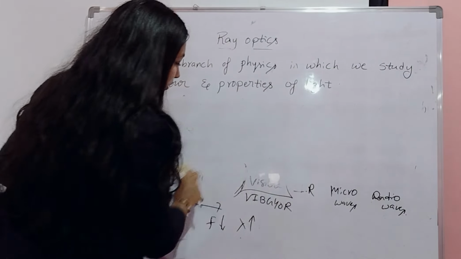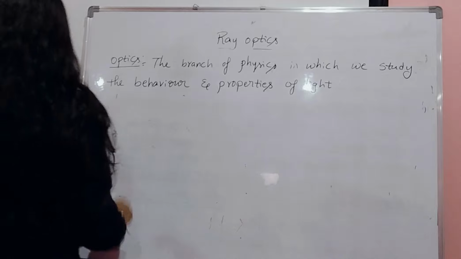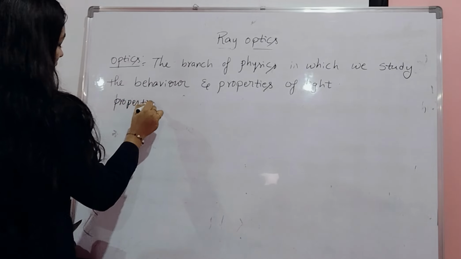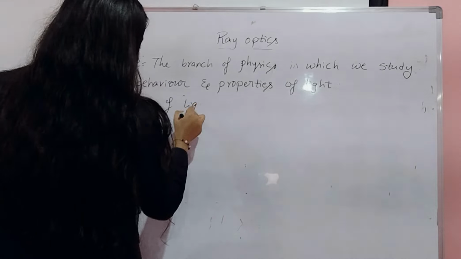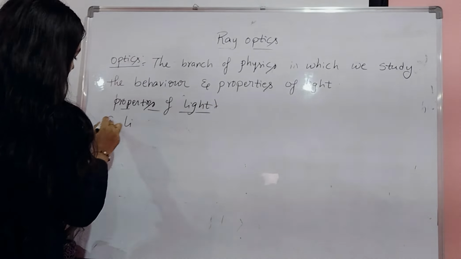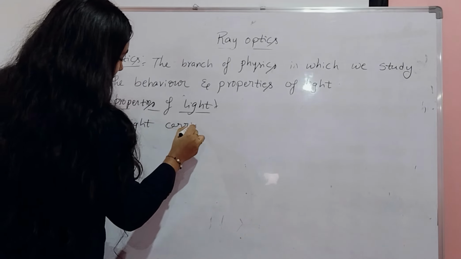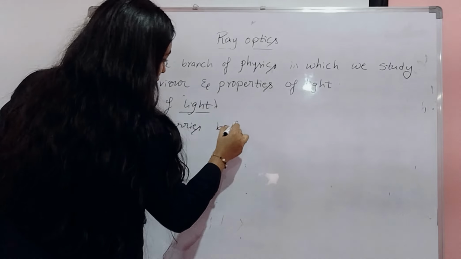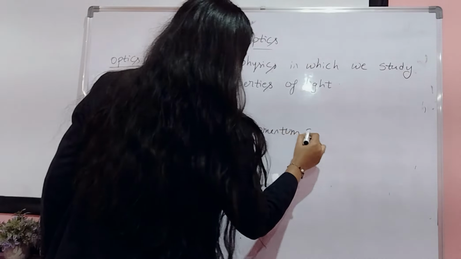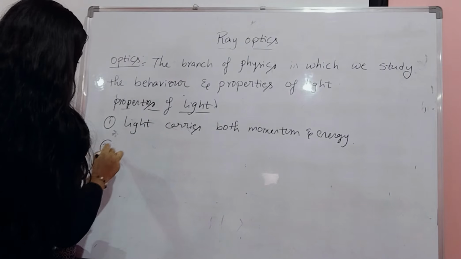So now we will understand the properties of light. The first one is light carries both momentum and energy.